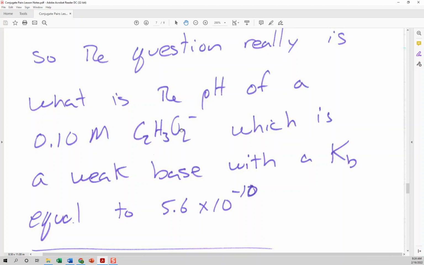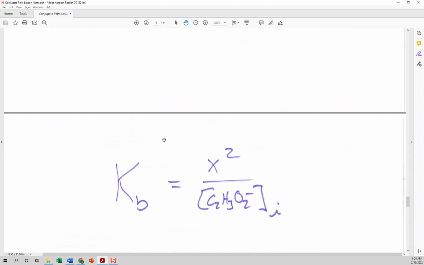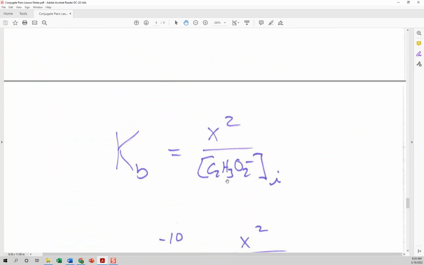The conjugate pair of a weak acid is a weak base. And in this case, we have to recognize that acetate would be a weak base because it's the conjugate base of acetic acid, which is a weak acid. And we have to understand that if I'm given a Ka of an acid, then I can calculate the Kb of its conjugate base. All right, everything we just said. So now this question is just a weak base Kb shortcut, right? So we use our Kb shortcut. We say Kb equals x squared over the initial concentration of the base, and the base in this case is acetate.